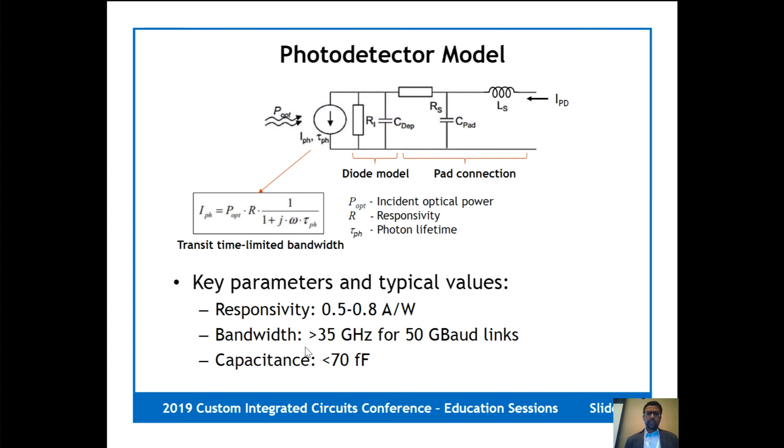So the photodetector model typically has two components. One is just the photocurrent generator, which has a first order response that's limited by the transit time bandwidth of the PD, and then an electrical model that has the electrical interface between the PD and the pad, the output of the PD, which captures the key parameters here, the parasitic resistance and the PD capacitance. And I've listed some typical values for these for most high-speed optical transceiver receiver designs.